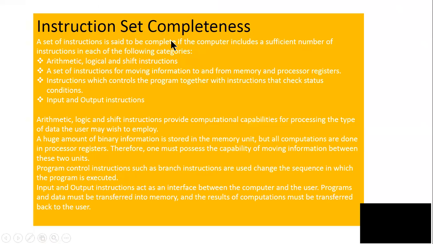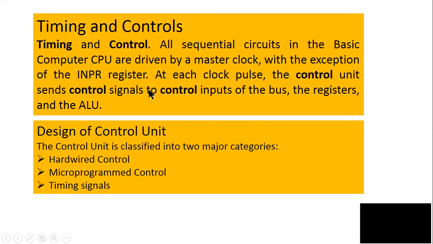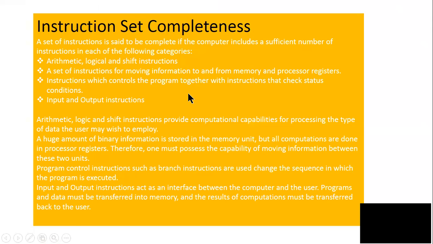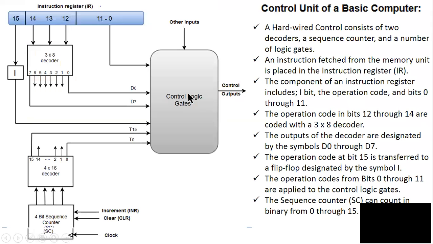Instruction set completeness means the instruction should be complete, not incomplete. If it is complete, then only it will work. We will see the other things later. Here the main thing is the control unit and the basic computer, the block diagram of your control unit and the basic computer.